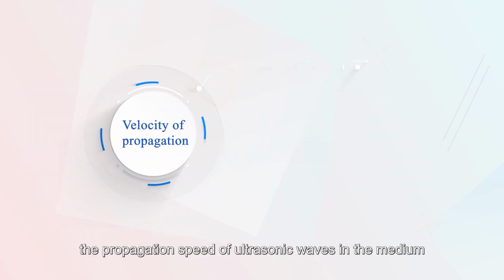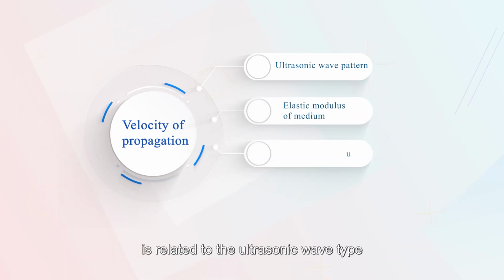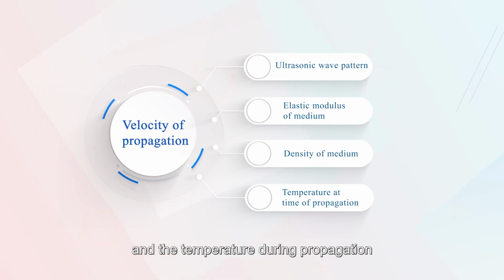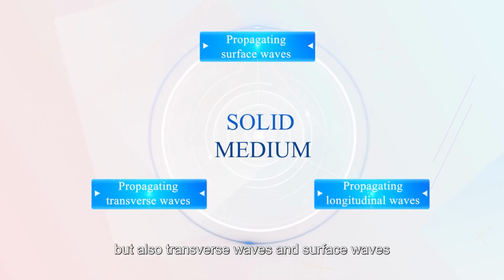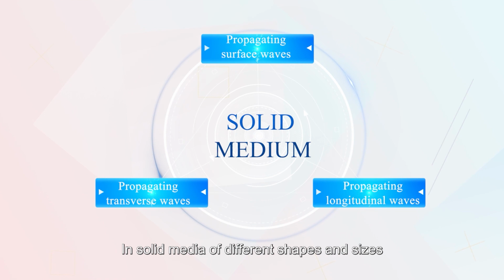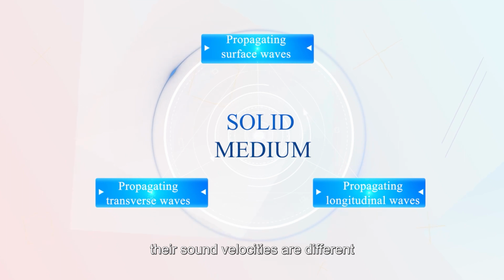Generally speaking, the propagation speed of ultrasonic waves in the medium is related to the ultrasonic wave type, the elastic modulus and the density of the medium, and the temperature during propagation. 1. Propagation speed in solid medium. In a solid medium, not only longitudinal waves, but also transverse waves and surface waves can be propagated. In solid media of different shapes and sizes, their sound velocities are different, which will be discussed separately below.